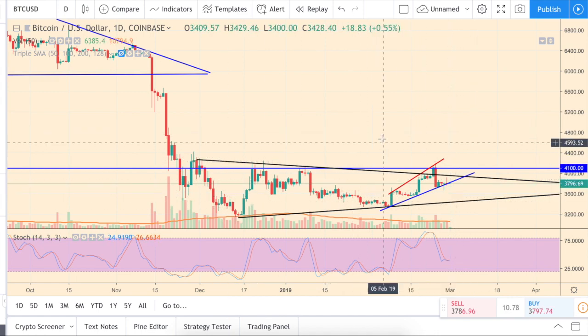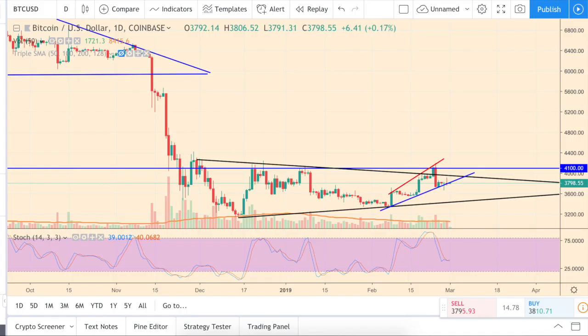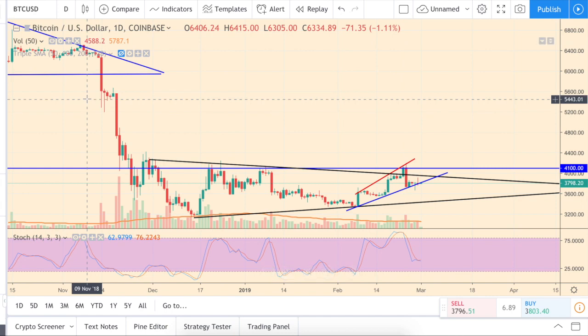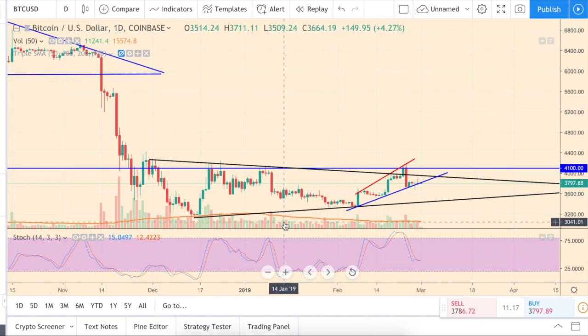But actually I'm looking at one particular indicator which I did a video about before, called Two Indicators Were Never Wrong About the Bitcoin Price, and I want to make an update about this one because indeed it shows some interesting progress which I expected, to be honest with you. Just watch it if you didn't yet. So this is the stochastic oscillator, and why we are looking at this now: even in the short-term daily time frame, you can see that it more or less shows you nice signals.